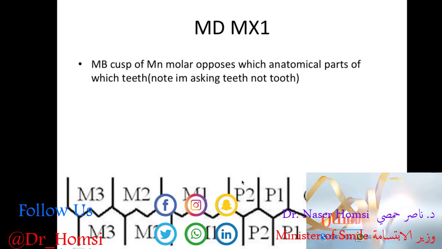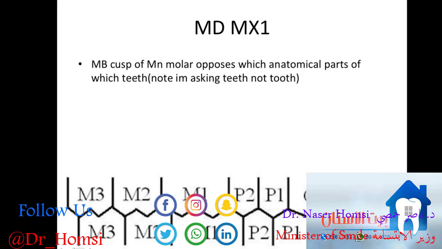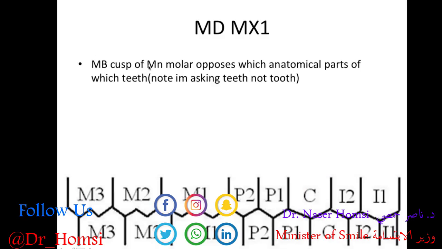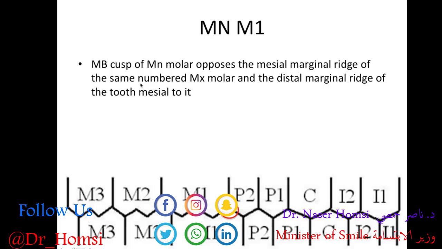Okay, so we're on the mandibular, the mesial buccal cusp of the mandibular molar. Okay, so we're on the mandibular molar. And so just ignore this. This should be mandibular first molar. All right, so the mesial buccal cusp of the mandibular molar opposes which anatomical parts of which teeth? So note I'm asking about teeth, not just a tooth.